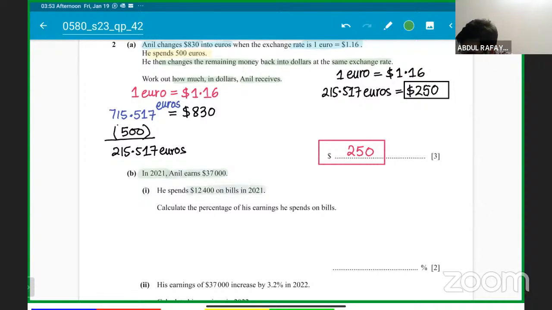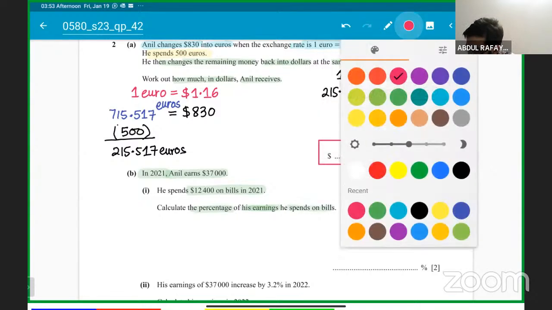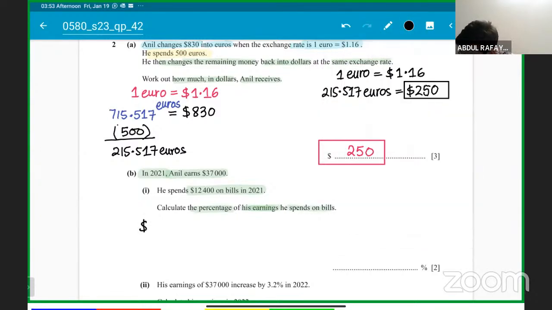Now, basically in 2021, Anil earns 37,000. He spent 12,400 on the bills in 2021. You have to calculate the percentage of his earnings he spends on the bills. So very simple, basic question. Bills amount is 12,400. Earnings of him are 37,000, multiplied by 100, and we will get the percentage.